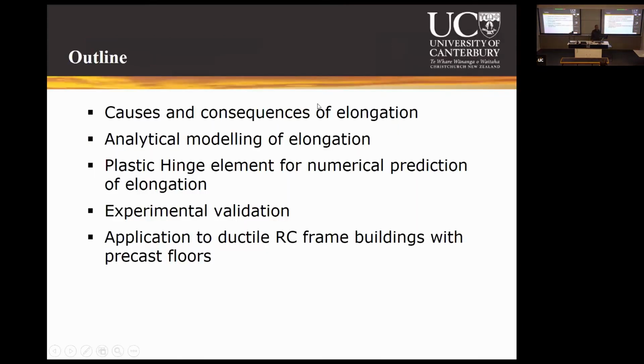In this presentation, I'll outline the following things: causes and consequences of elongation, and how we model elongation for analytical prediction of seismic performance of reinforced concrete, generally frame buildings, and the development of a new plastic hinge element for numerical prediction of elongation, experimental validation of that element, and the application of it to ductile RC frame buildings with precast floors, and some of my thoughts on the ongoing discussions on the performance of reinforced concrete frame buildings, ductile buildings, with typically New Zealand-based precast flooring systems.